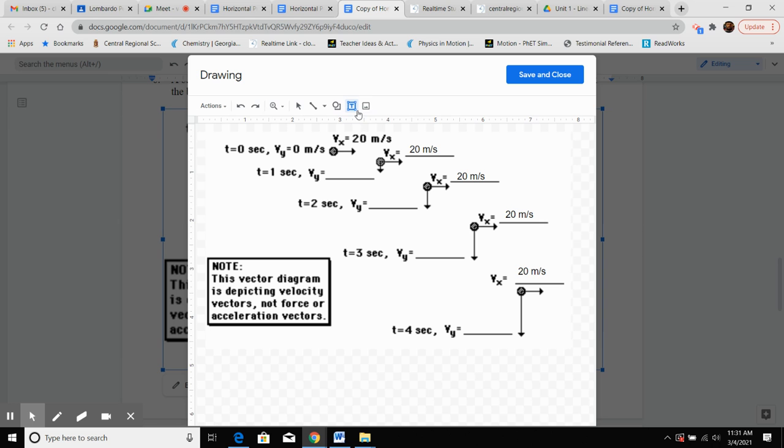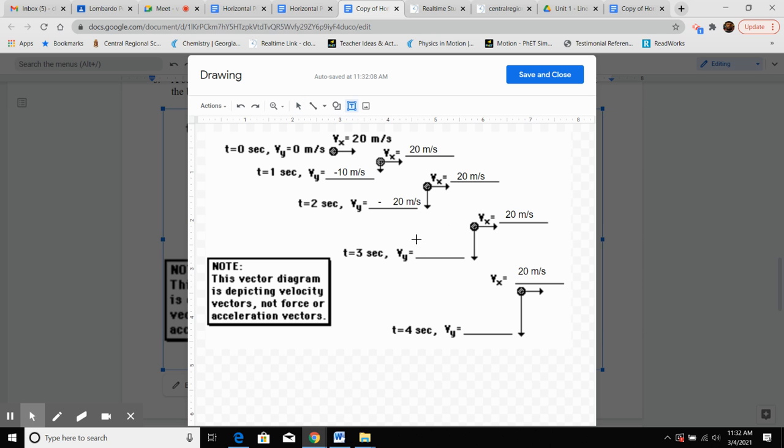Text box. What's negative 10 times 1? Negative 10. Now the negative is just telling us that it's on the way downward. Negative 10 times 2 seconds. Very good, negative 20.